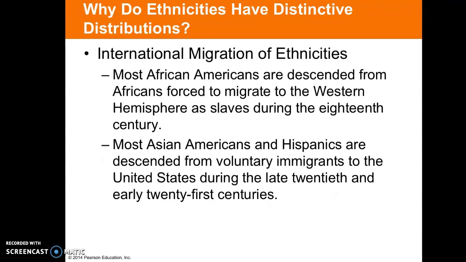So, within the United States, we have international migration of different ethnicities, and so where people moved to initially in the United States when they migrated into our country can determine where some of the modern day distribution still occurs of different ethnic groups. So, for example, most African Americans are descended from Africans who came here through forced migration, right? They came here as slaves during the 18th century or the 1700s.